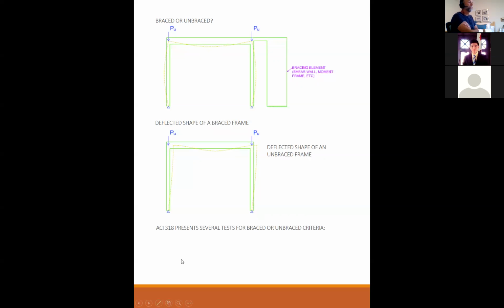ACI 318 presents several tests for braced or unbraced criteria. ACI 318 6.2.5 says that if a bracing element has a stiffness of at least 12 times the gross stiffness of all columns in that story, then those columns are braced. ACI 6.6.4.3 offers two tests. Test number A, or test number 1: if the increase in column end moments due to second order effects does not exceed 5% of the first order moments, then it's braced.